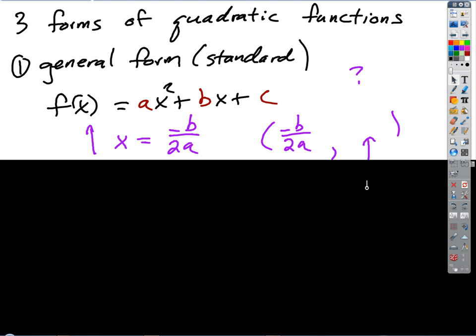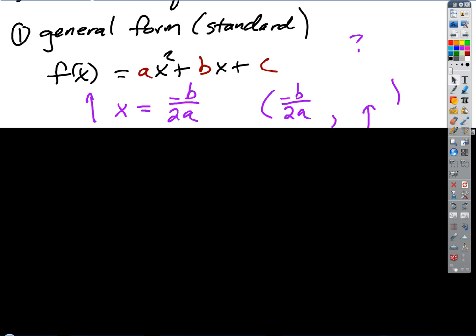What does the sign of a tell us? If a is positive, what does the parabola do? The U-shaped parabola opens up. Negative, it opens down. If we wanted to do an accurate sketch, we could always make a t-table and plug in a value of x other than the vertex, find the y value that goes with it and reflect it over the axis. So we could do that if we needed to. All right, so that's the hardest of the three.